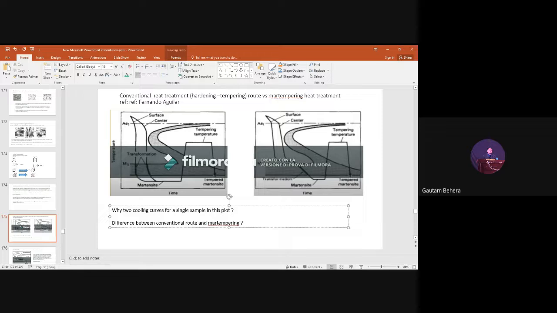So you can easily write why there are two cooling curves for a single sample in this plot. You can write it. And the second one is the difference between the conventional route and martempering. You can easily write it. What is the difference? Can you people figure it out? What is the difference between martempering heat treatment and this conventional heat treatment, hardening and tempering? What is the first difference?